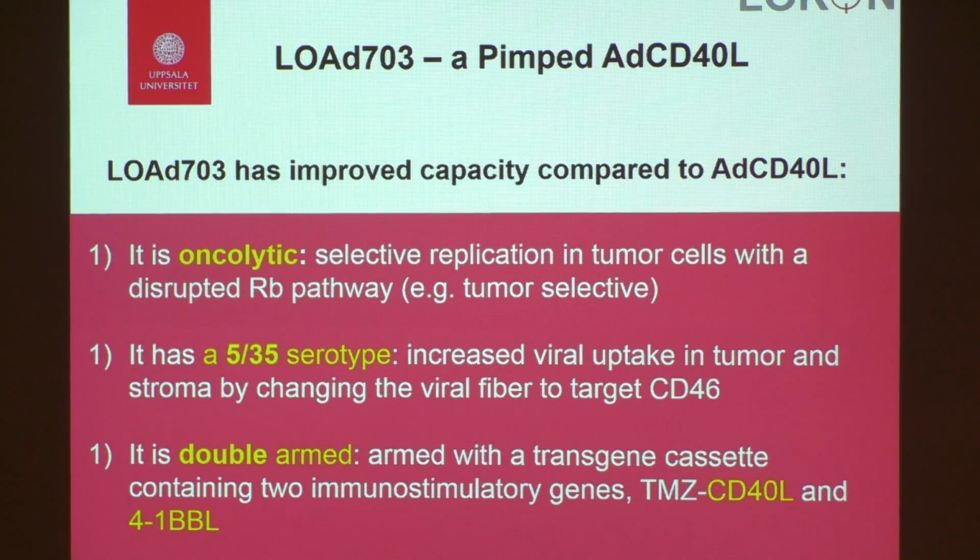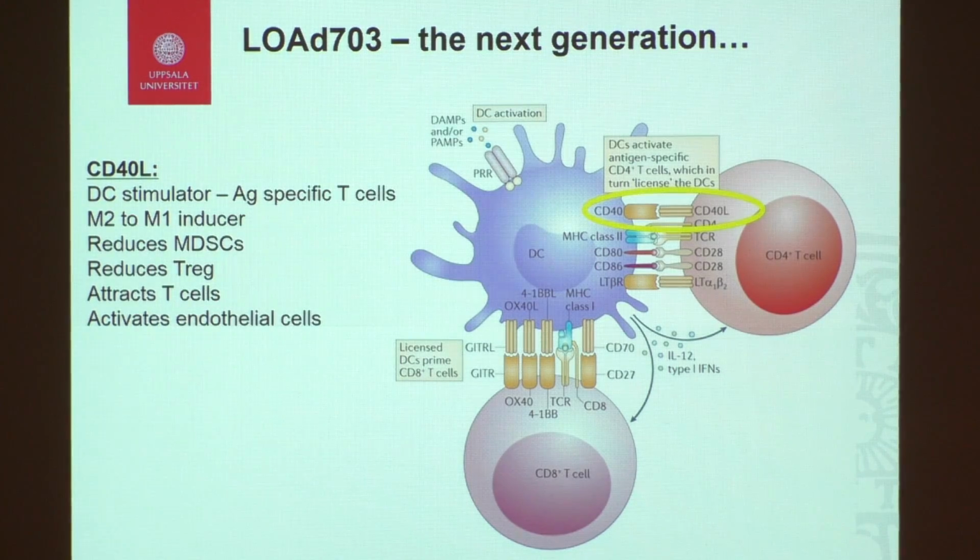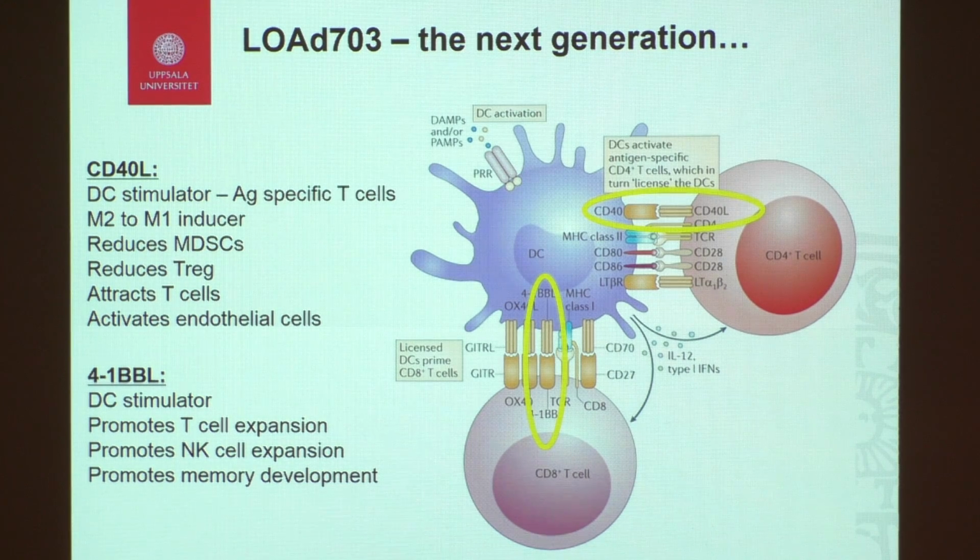We also made it double armed, and that means that we didn't only have CD40 ligand in this virus, but we also added 4-1BB ligand. CD40 ligand has a lot of interesting effects that would be good to use in the tumor microenvironment. But 4-1BB ligand will potentiate dendritic cell stimulation, and it will also act directly on the T cells and NK cells that are already present in the tumor to promote their survival, expansion, and also memory development.